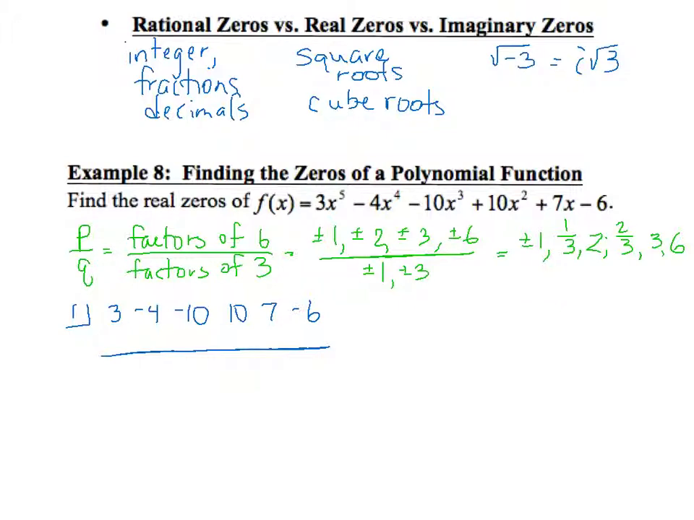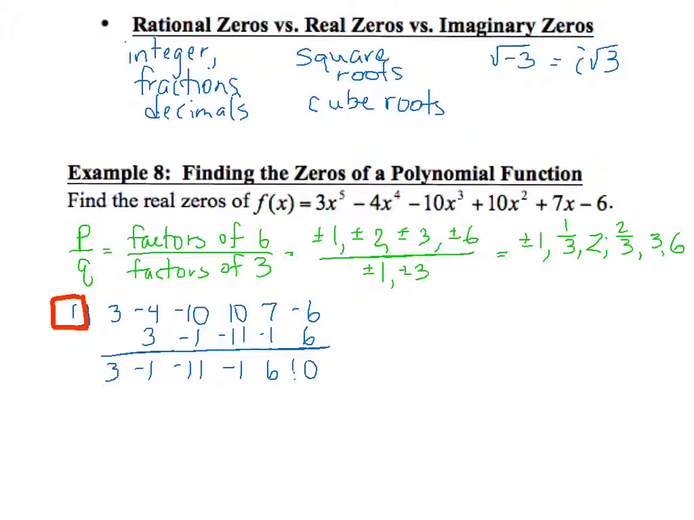So you bring down the 3. 3 times 1 gives you a 3. -4 plus 3 is -1. 1 times -1 is -1, so you get -11. 1 times -11 is -11, so you get a -1. And 1 times -1 is -1, so you get 6. When you add those, you get a 0. So that means that we have found one of our zeros here. So 1 is one of our zeros.